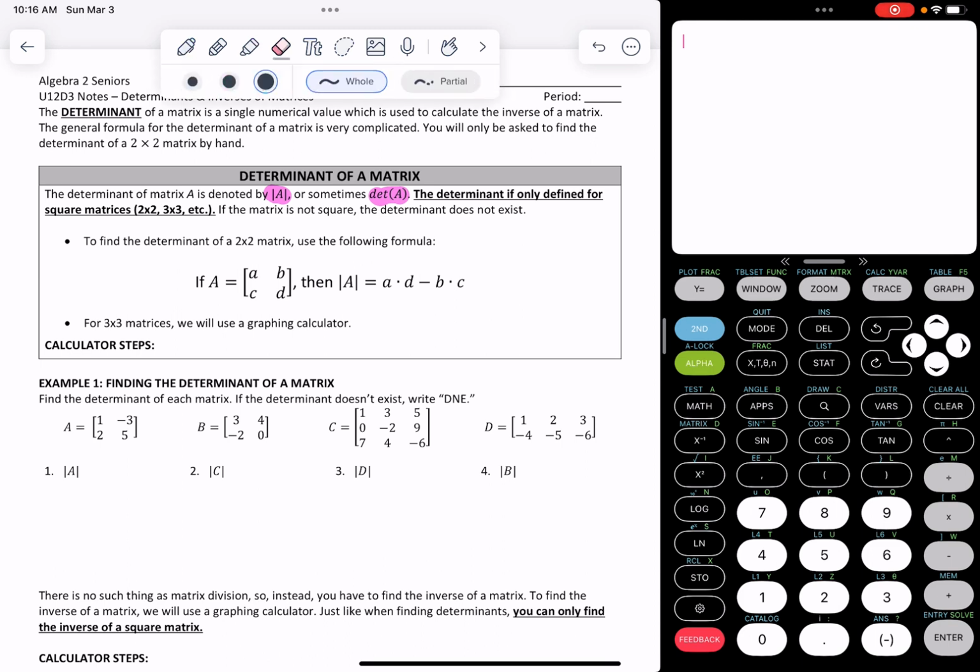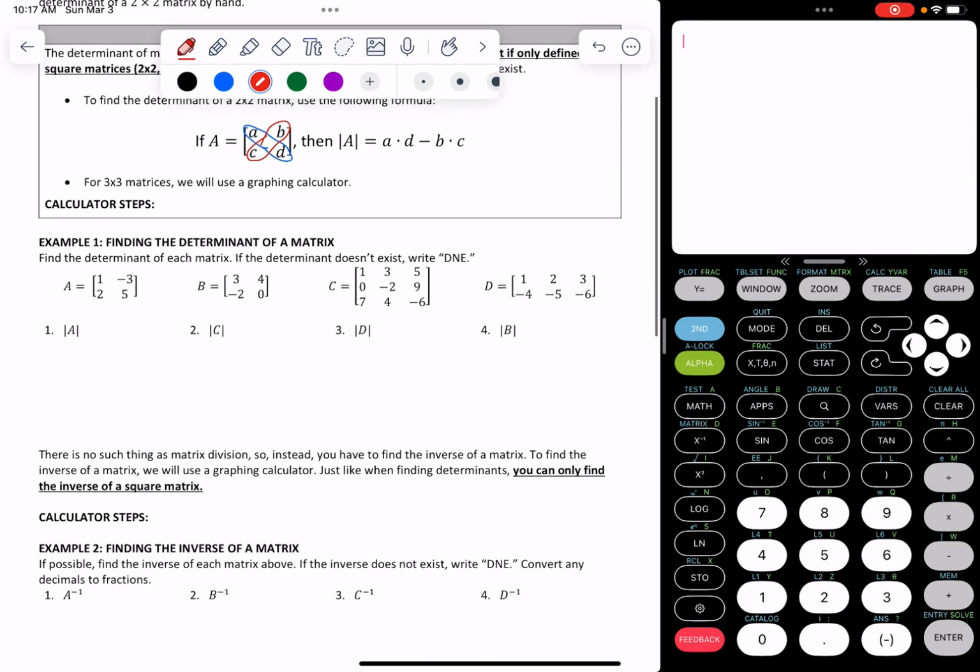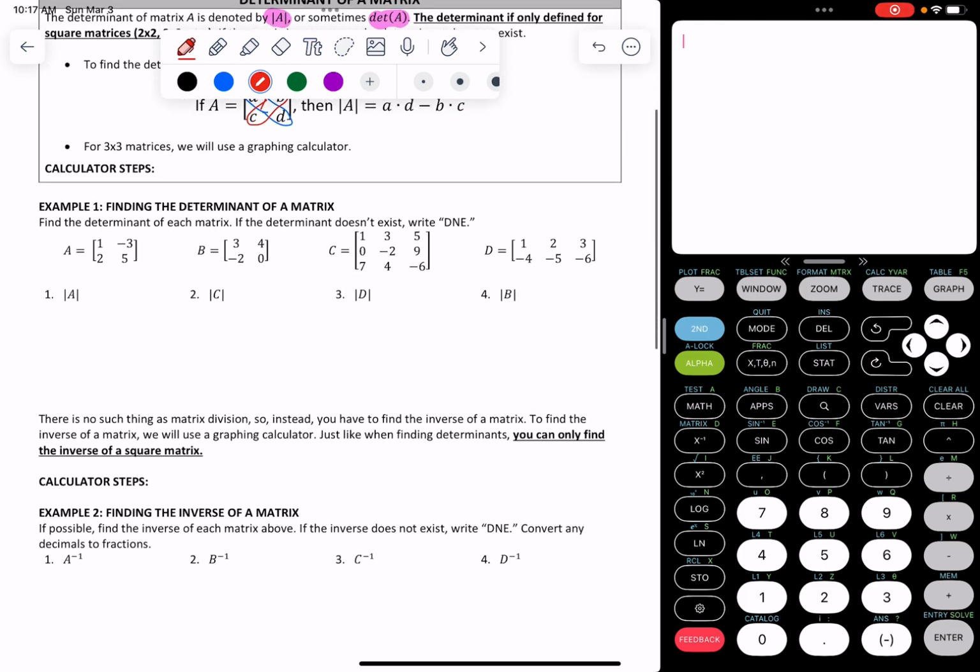matrix, to find the determinant, we use this formula. If we have matrix A where it's A, B, C, D like that, then the determinant of A, we take A times D minus B times C, right? So we multiply the diagonals and then subtract. 3x3 is more complicated, a lot more going on, okay? But again, we can do all of this in the calculator, right?